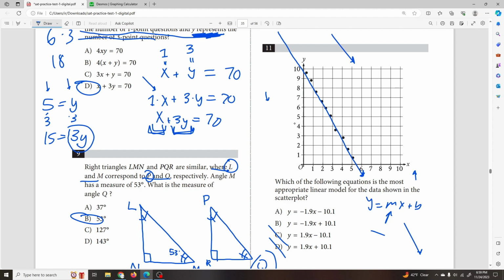The next thing I'm looking at is my b, or my y-intercept. And my y-intercept is just the point at which I intercept the y-axis, right? It's the point at which I cross this line over here, right? So the answer is going to be b, because if my y-intercept was negative, that means that I'm intercepting the y-axis at like negative 10, which is all the way down here. But if it's positive 10.1, I'm intercepting that y-axis at positive 10.1, which you can see right here. It's crossing the y-axis there, right?